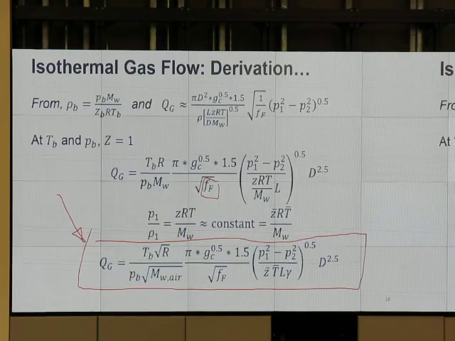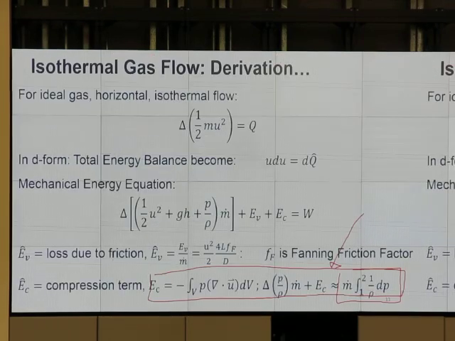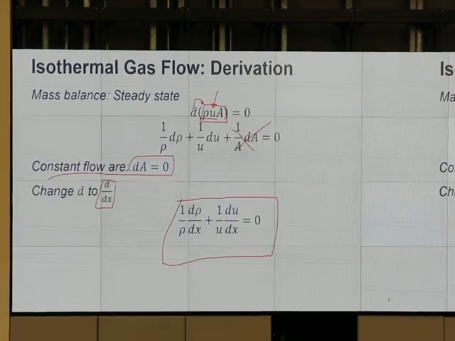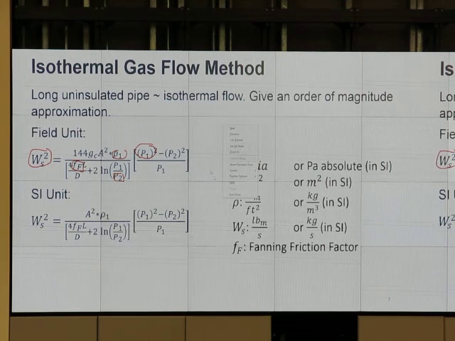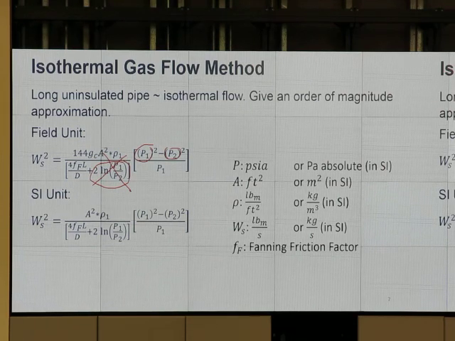This form of Q sub G is easier to use than the original form, right? The original form has pressure on the top one and on the bottom one. The isothermal flow equation that you see now doesn't have the natural log term. So instead of an implicit equation, it becomes kind of explicit.